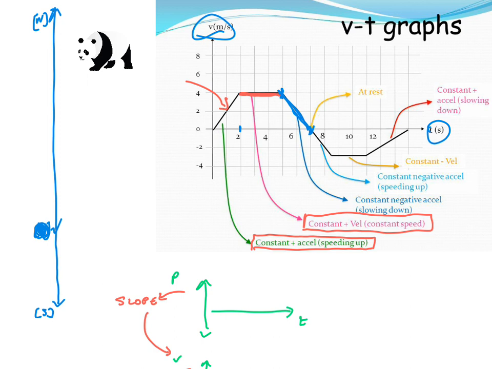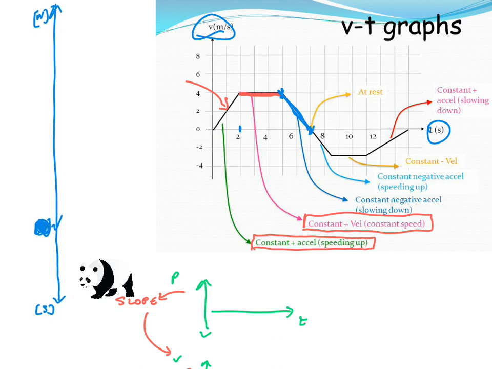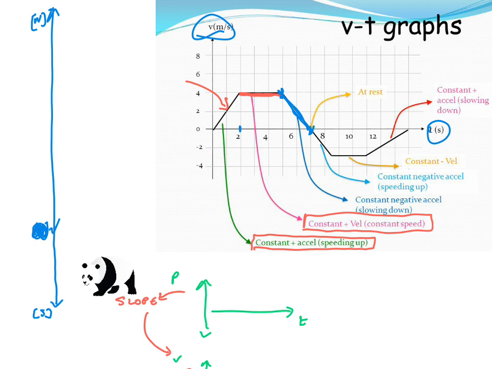So again, when we look at the 3 different intervals between 0 and 7 seconds, we're going to show this in terms of panda movement. The panda accelerates, from 0 up to 4 meters per second, then moves with a constant velocity of 4 meters per second, and then starts to slow down to 0.